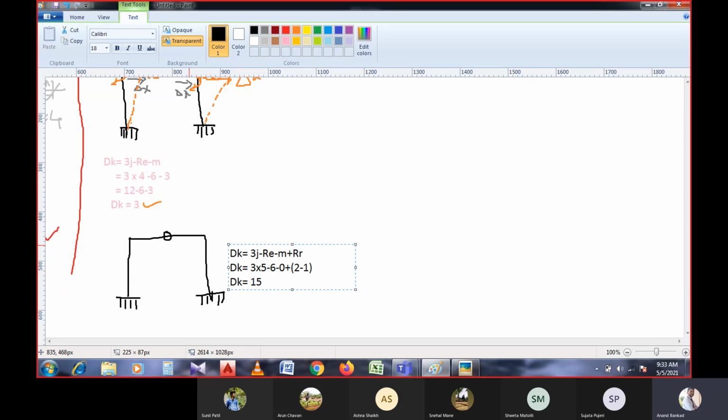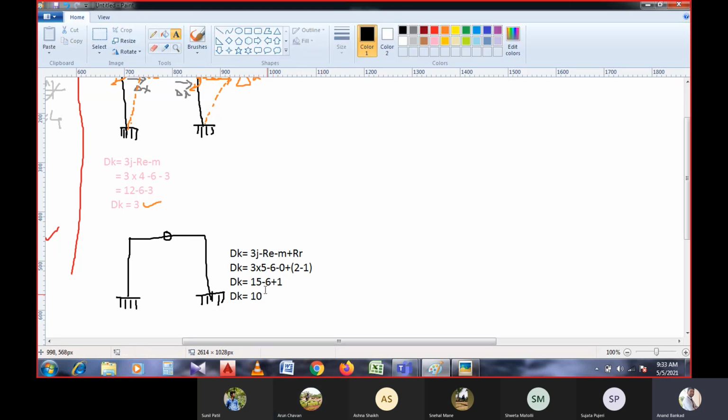So here it is 15 minus 6 plus 3, right? So for the DK value over here is 15 minus 6, plus... sorry, it is not 3, it is 1 here. 2 minus 1 will be 1. 15 minus 6 plus 1 will be 10. So there are 10 degrees of freedom available in the particular structure.